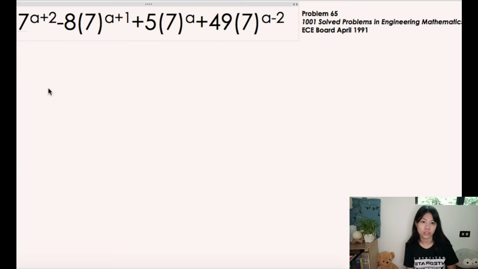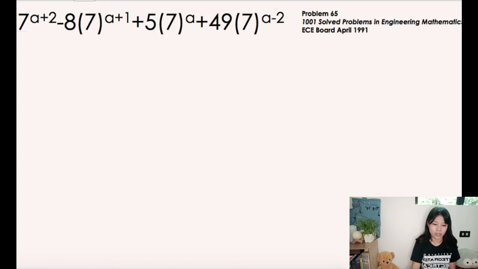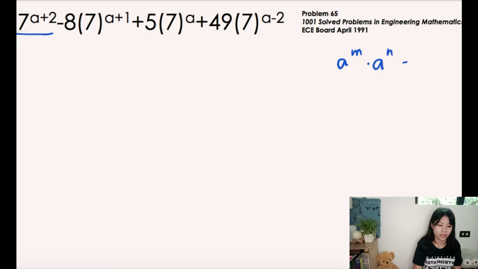At lumabas din daw po ito sa ECE Board Exam April 1991. So, we have here an expression at ang sabi, kailangan daw natin siyang i-simplify or i-evaluate. Let's apply the laws of exponent na natutunan natin. Dito muna tayo sa unang part. 7 raised to a plus 2. We know the law of exponent says a raised to m times a raised to n is equal to a raised to m plus n. Pag daw same base, ipag-a-add mo lang siya.